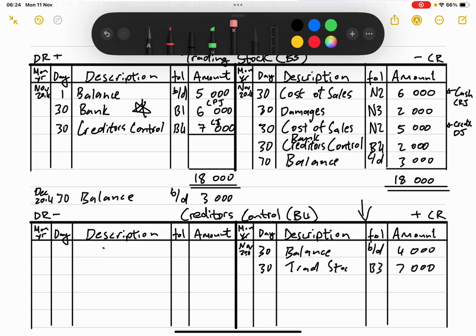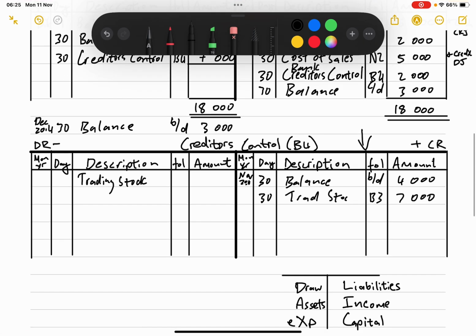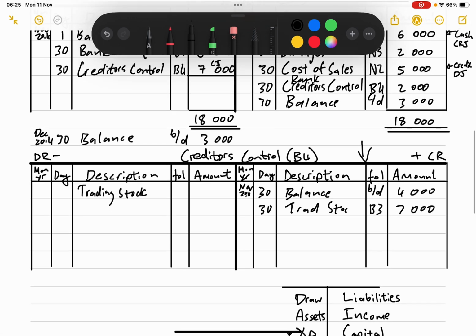Whoa, why am I writing creditors allowance? It's trading stock. Okay, again, guys, I could be wrong on this, but I'm like 100% sure. So it is trading stock, and that is your B3.